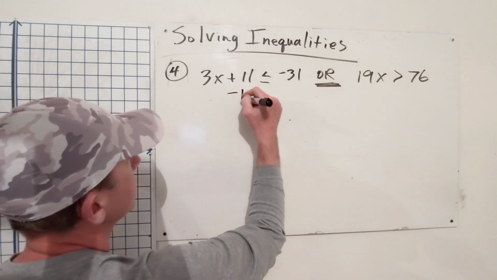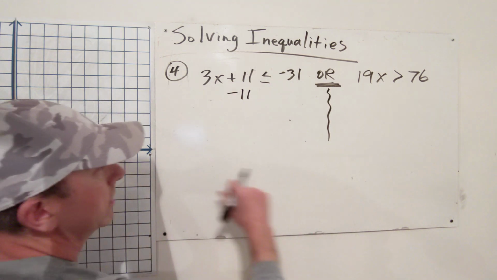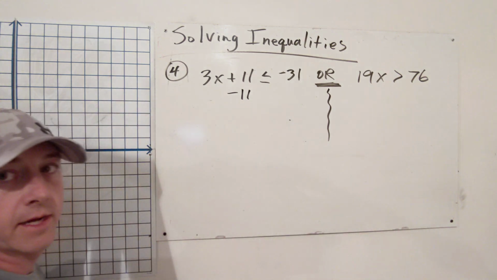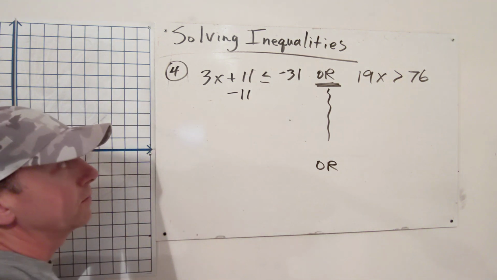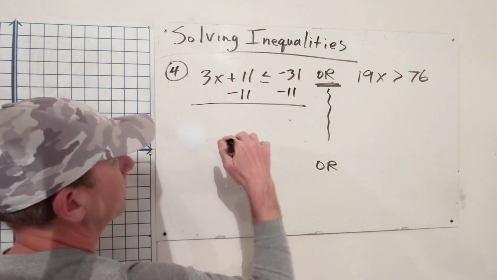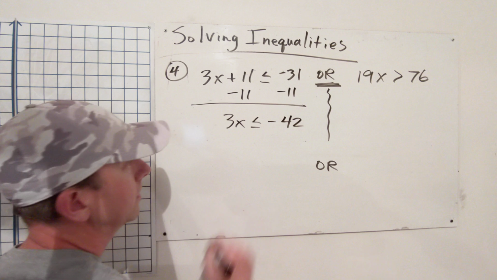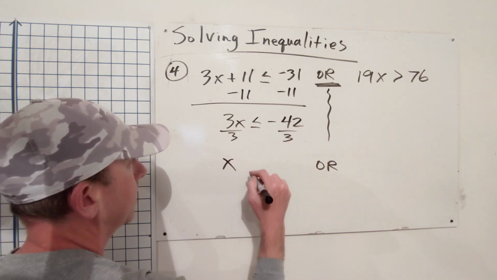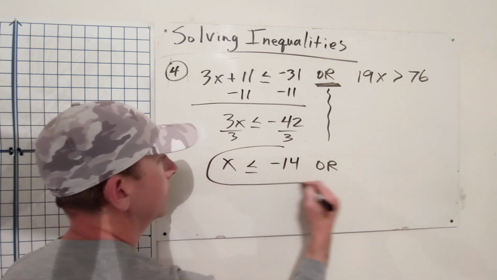Okay, so what we're going to do is we're going to subtract 11. Sorry, I should start with this. I'm going to look at this as one inequality, this is another inequality, and then I'm going to write my answer all together and just basically bring down this word or with what I get. So I'm going to subtract the 11 from both sides. On the left one, we get 3x is less than or equal to -42. And then we're going to divide by 3. So for this portion of the answer, we're going to get x is less than or equal to -14.